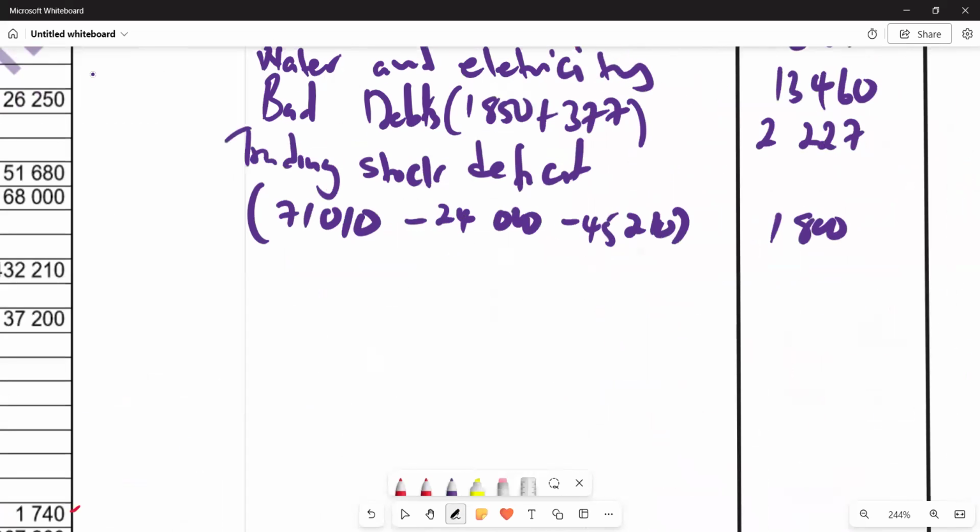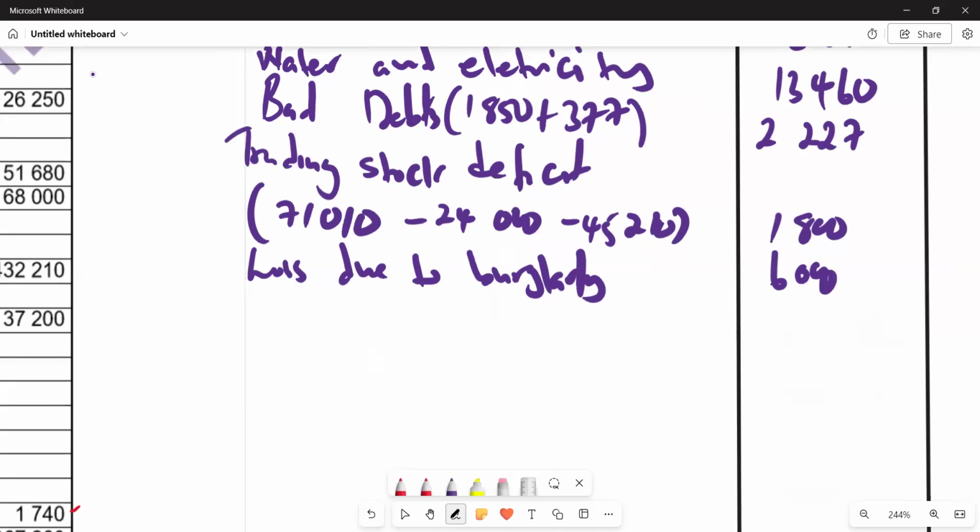So we are saying loss due to burglary, and we are saying 6,000. So this calculation of trading stock deficit, if you calculate there correctly, you're supposed to get 1,800.